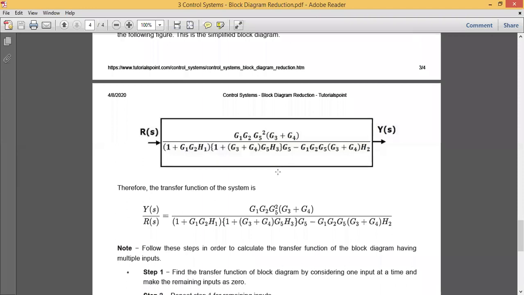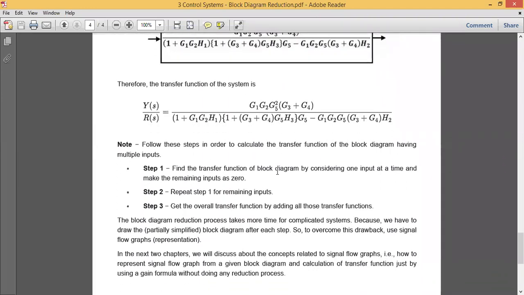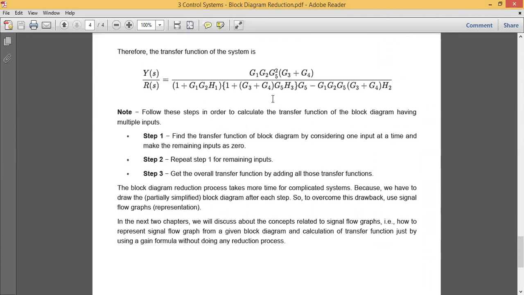Okay, so this is how we need to follow all the steps of the transfer function just to reduce the whole complete answer. So in order to get the transfer function for any block diagram, you need to follow all the 6 steps, so that it is reduced at the last.